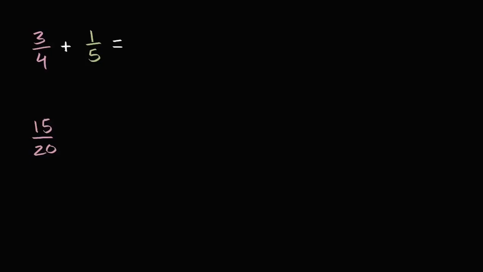And over here, 1/5, what is that over 20? Well, to go from 5 to 20, you have to multiply by 4, so I have to do the same thing in the numerator. I have to multiply this numerator times 4 to get 4/20. So now I've rewritten this, instead of 3/4 plus 1/5, it's now written as 15/20 plus 4/20. And what is that going to be? Well, that's going to be 15 plus 4 is 19/20. 19/20, and we're done.